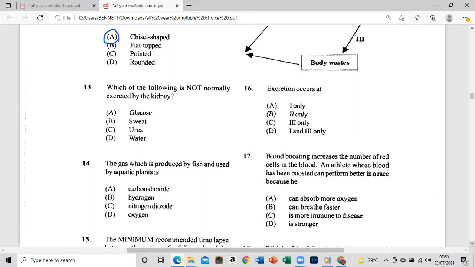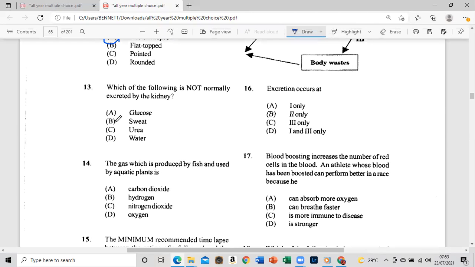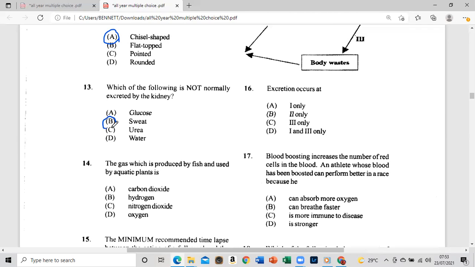Which of the following is not normally excreted by the kidney? Is it glucose, sweat, urea, or water? And that is sweat. Sweat comes out of your sweat glands.